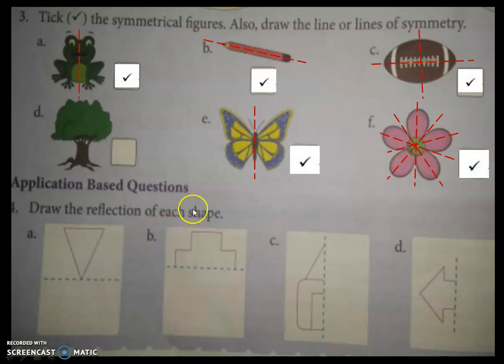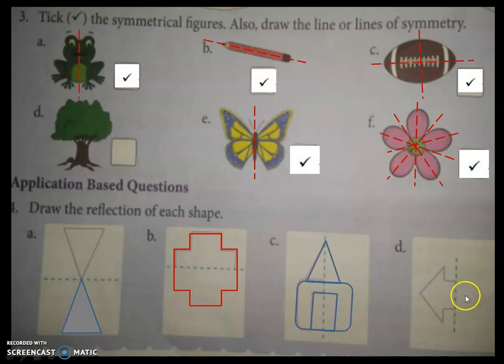Then for the reflection of each image, they are asking for exactly the opposite side. This one, opposite side exactly. This one, this side, the same figure we'll have to draw on the opposite side. This one like this side. Yes, this one. Okay, you'll have to do all this exercise in your book, in your textbook.